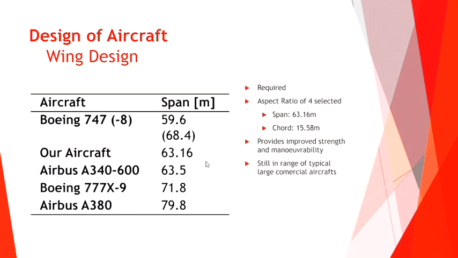So this falls right in line with typical commercial airliners, which means that in commercial airports we're going to be having no issues as far as maneuverability, which is one of the bigger issues with span. But being that ours is a little bit shorter than some of them, we're going to have improved strength and maneuverability in the air compared to them.